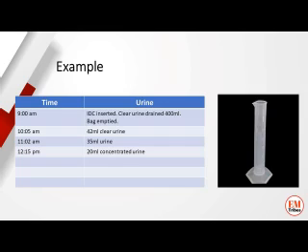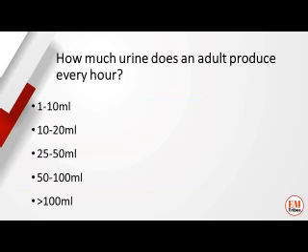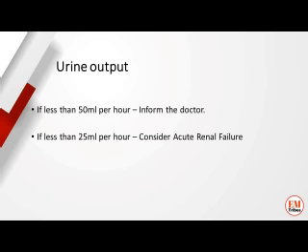Let's ask another question. How much urine does an adult produce every hour? So if we're measuring the urine, then we should also be concerned about how much they are making every hour. Is it like 10 mils, 20 mils, 50, 100, or more than 100? Well, let me give you a figure that you can use. So if you're measuring urine output, particularly for nurses, and you find that the patient is producing less than 50 mils per hour, this is a signal that you should inform your doctor.